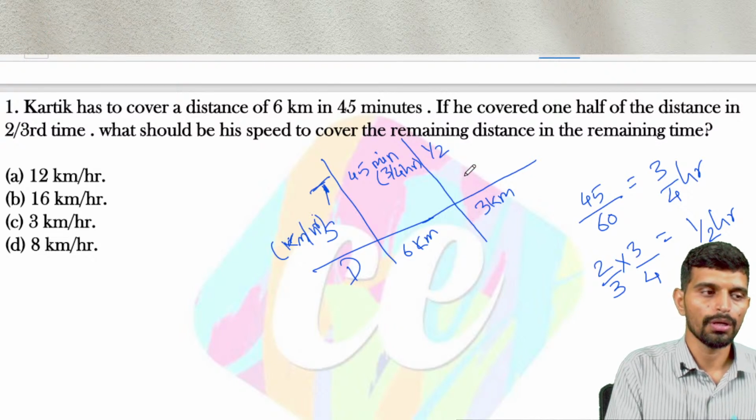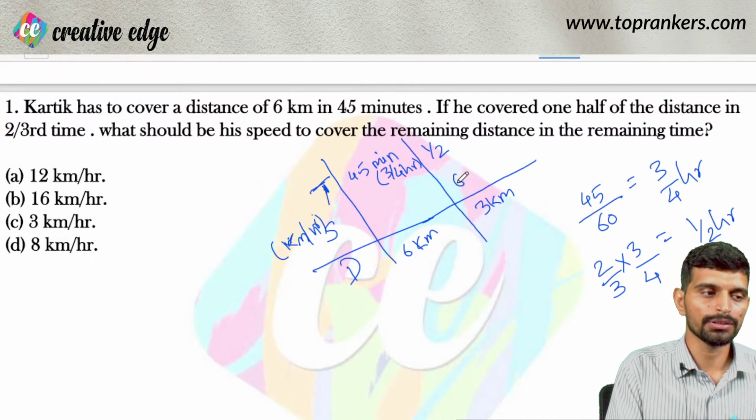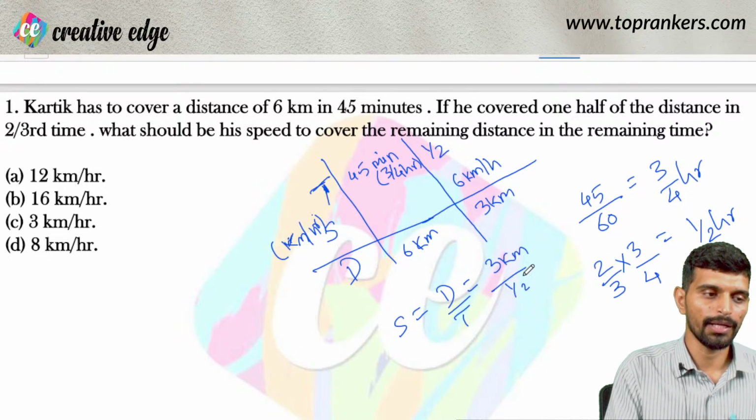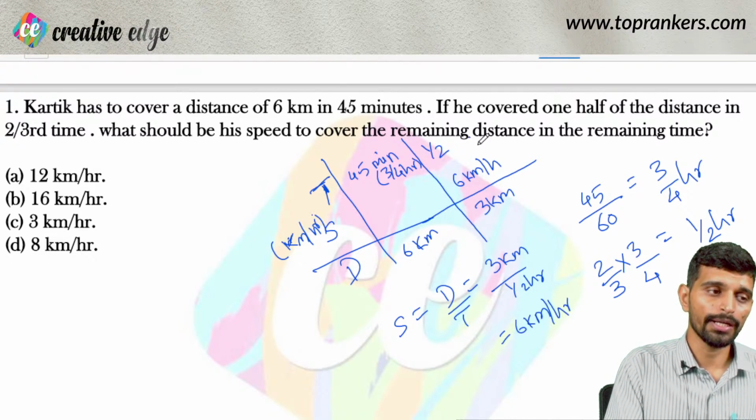So he covered this distance at a speed of 6 km per hour. How did we calculate this speed? Speed is equal to distance upon time. Distance is 3 km and time is half an hour, so that gives us a speed of 6 km per hour. And this was already covered.